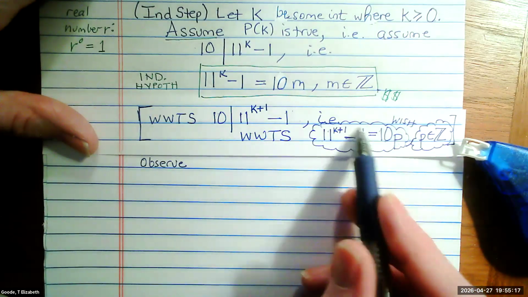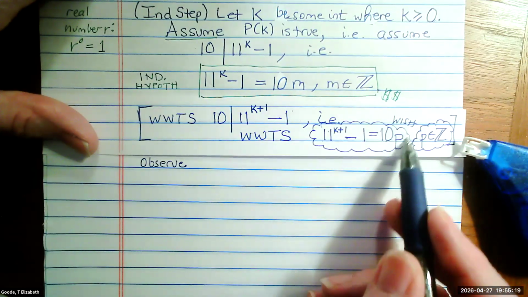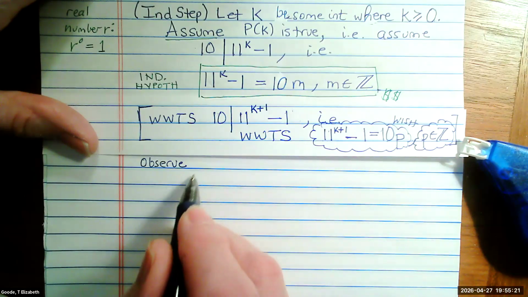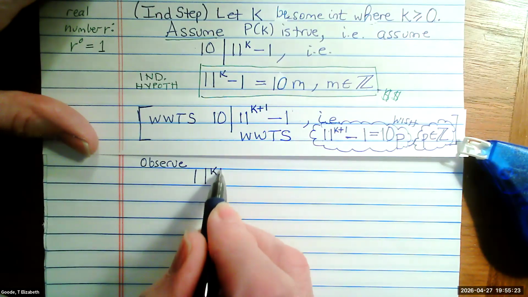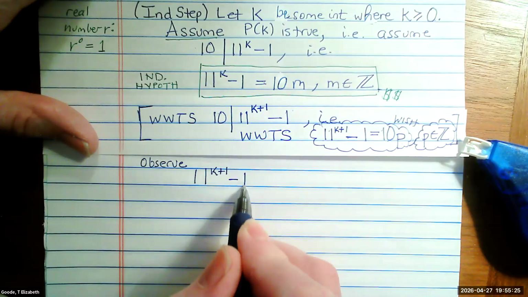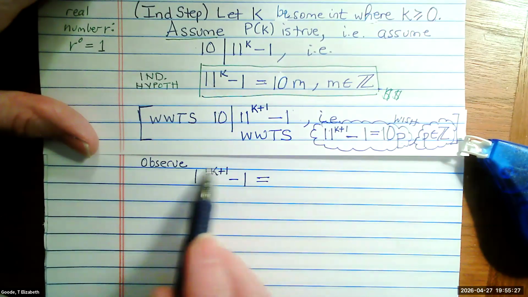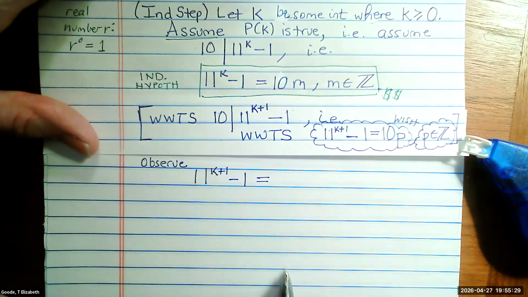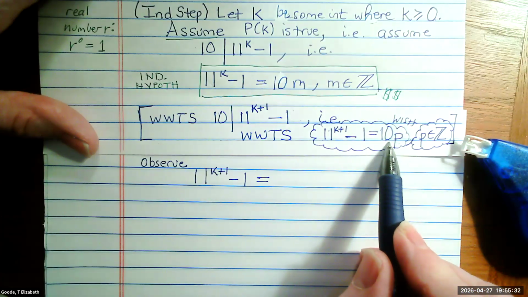We'll start with the left-hand side, and we'll turn it into the right-hand side. So we're going to look at 11 to the k plus 1, whole thing minus 1. And we're going to work on it and break it down until it turns into 10 times an integer. You with me?